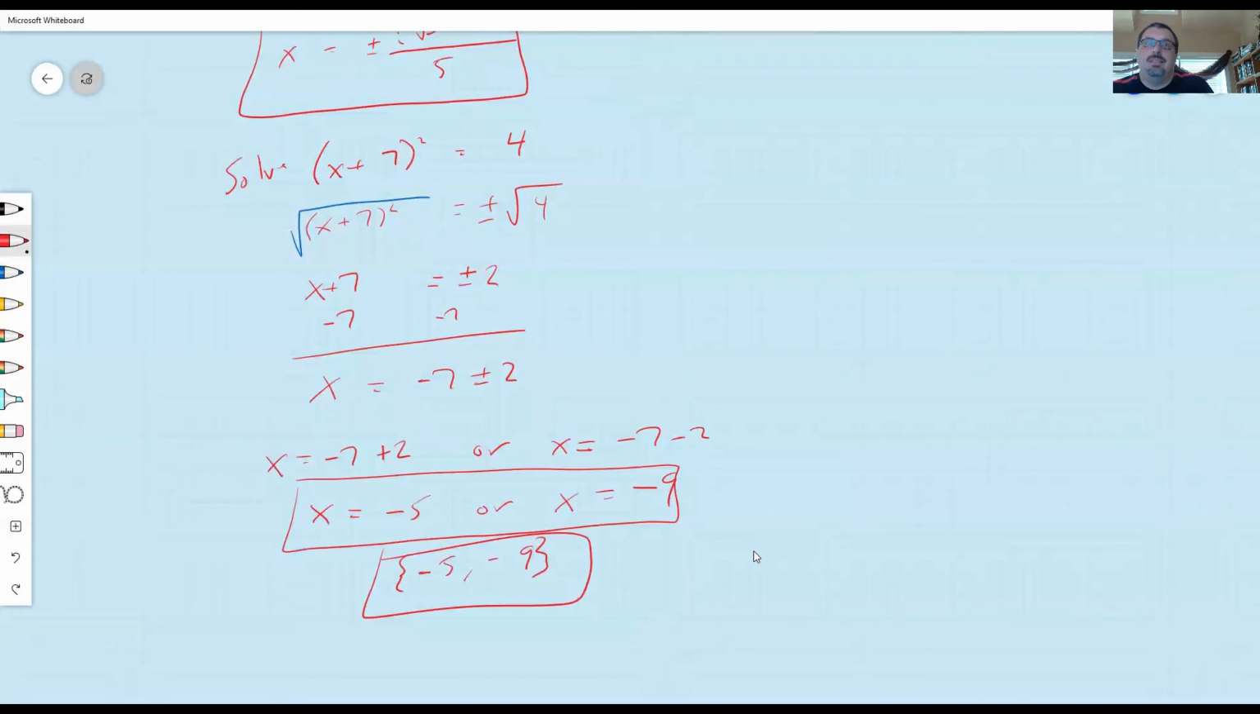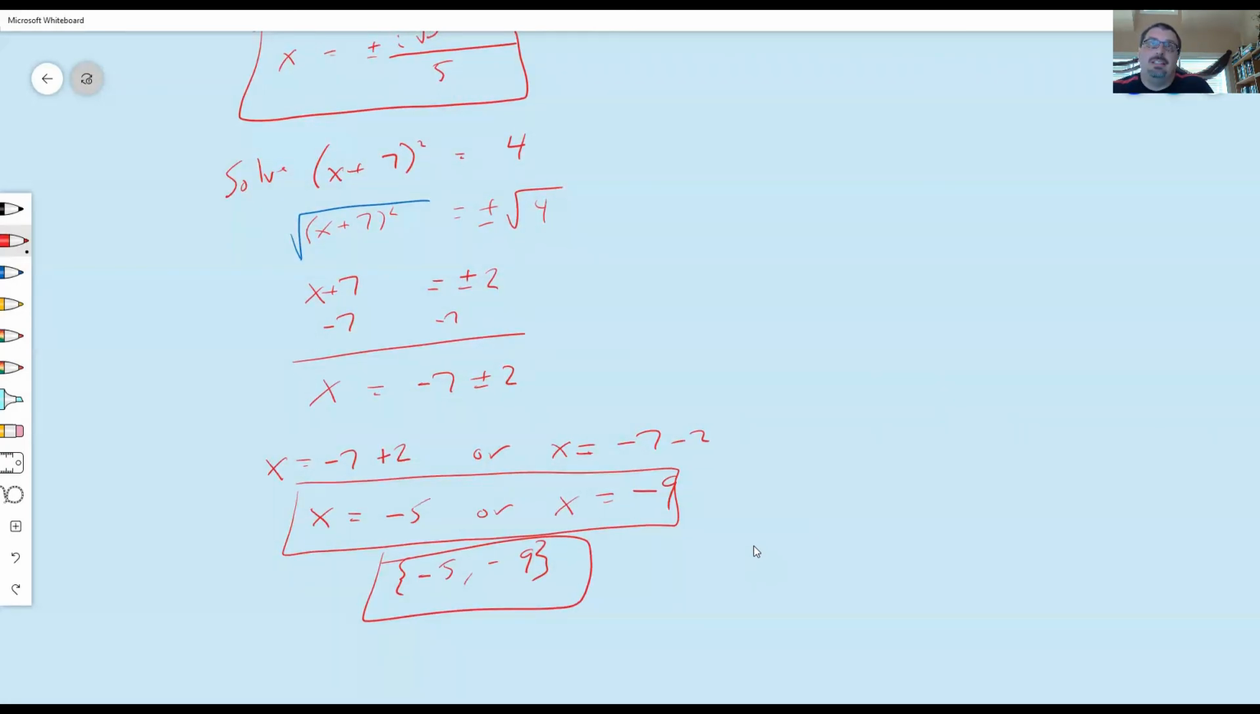All right, so that's solving using the square root property. Let me know if there are any questions.